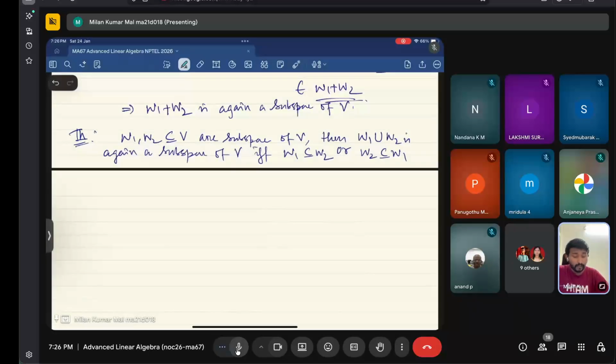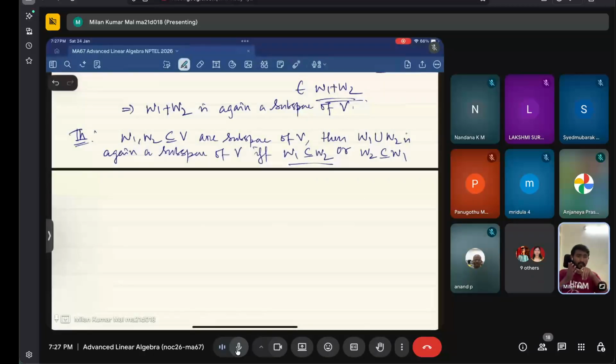What I have said is that W1 and W2 are two subspaces of V. We have seen that the intersection of two subspaces is again a subspace, that is the first option. The sum of two subspaces is again a subspace, that was the second option we have checked. But here is the question: when is the union again a subspace or not? It is a subspace only in a specific situation, when W1 is a subset of W2 or W2 is a subset of W1.